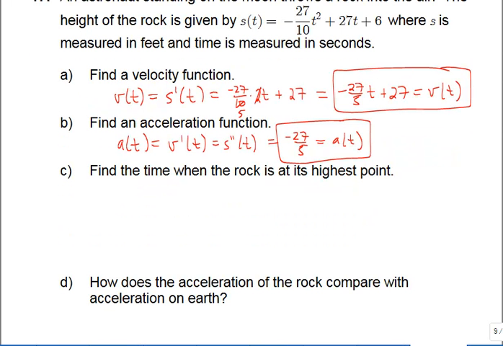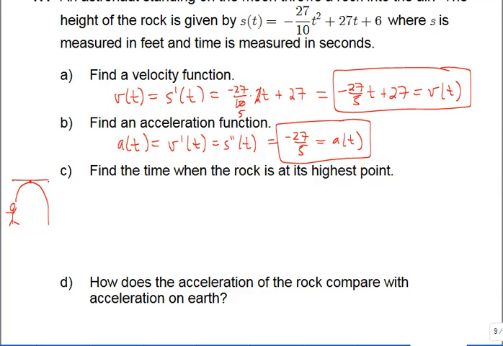Question C. Find the time when the rock is at its highest. Now this is important. There's lots of ways to do this, but we want to do it using calculus. What we have is that this astronaut threw a rock up into the air, and then eventually gravity is going to pull it back down. So when is it at its maximum height? Right here. What you want to notice about calculus is that the tangent line at that peak has a slope of 0 because it's horizontal.